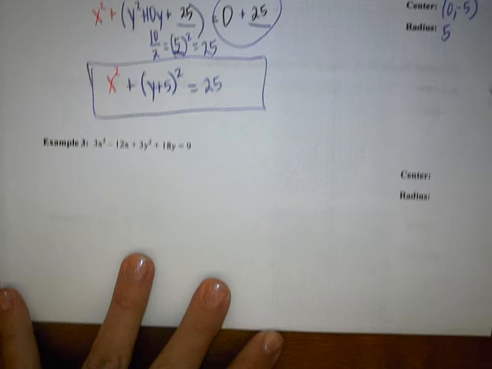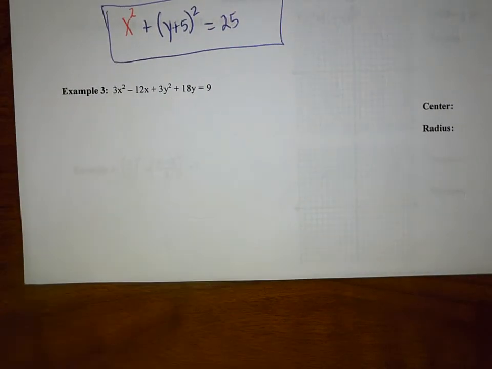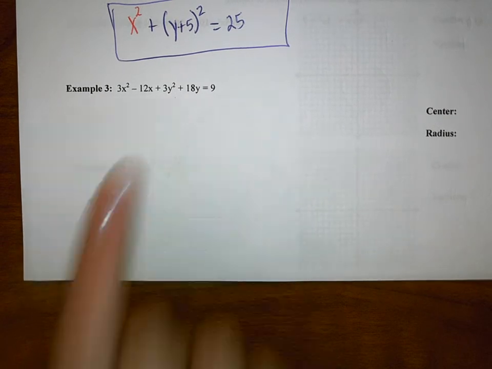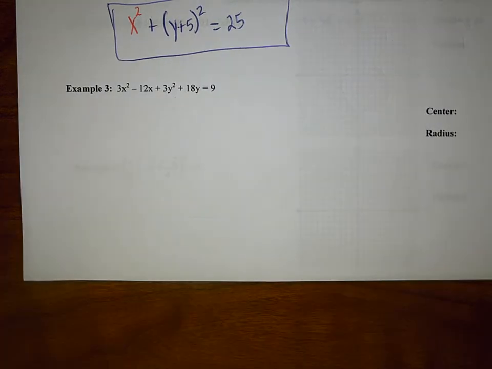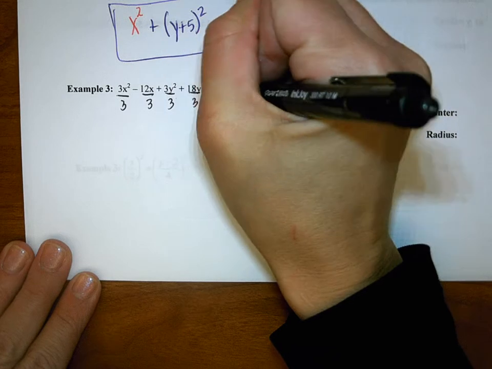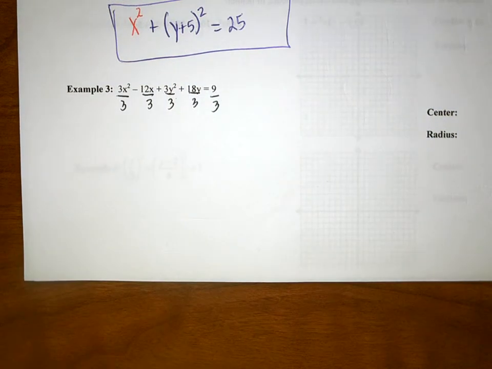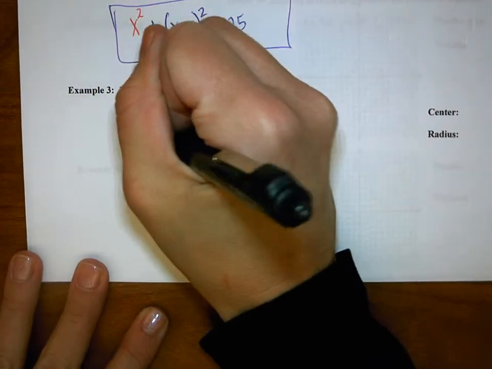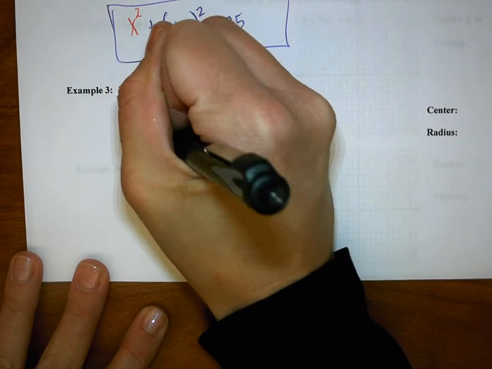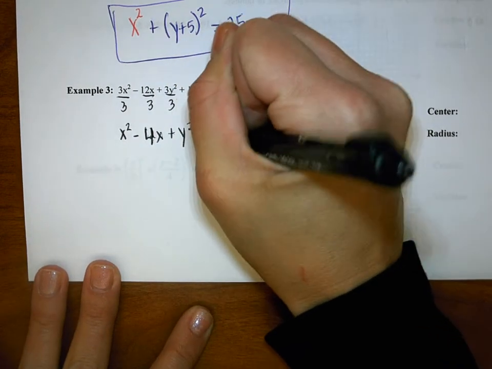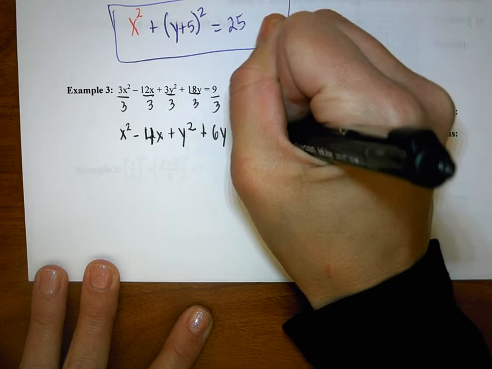Okay. With circles, we talked about this yesterday, but there cannot be a number in front of our squared terms. Good. Can I divide every single term by 3? Yes. So we're going to do that before we even start our problem. We're going to divide every single term in our equation by 3. When I do that, my new equation is going to be x squared minus 4x plus y squared plus 6y equals 3.